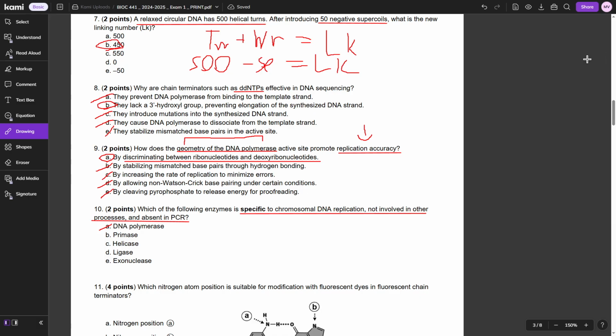The other thing I should point out is helicase. Helicase is also used in replication. This is true, so it is specific, but it's not specific to chromosomal replication. It's also used in transcription, because remember, in transcription you also have to split the DNA so that the RNA polymerase can get in there and actually do the transcription. So helicase is not a good answer here.